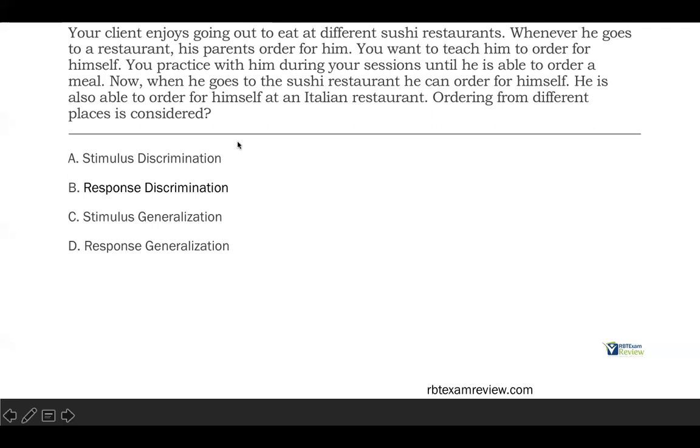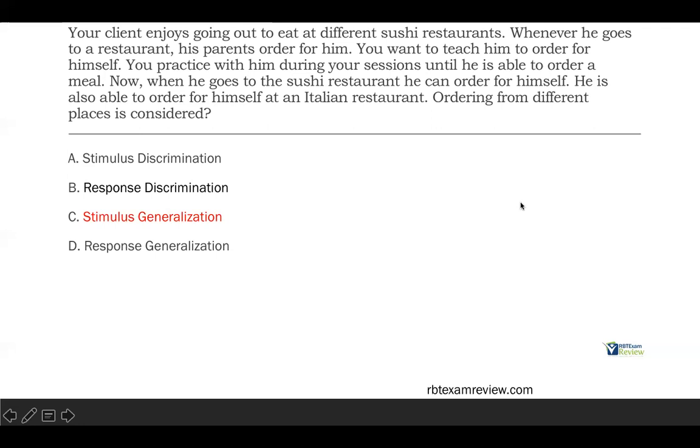So we can automatically eliminate what? Discrimination, okay? There's no discrimination going on. He's not identifying the difference between two things, okay? He is taking a skill you taught him and bringing it to the natural environment. So the question becomes, is it stimulus generalization or response generalization? Well, what is the response here? The response is ordering, okay? He's ordering a meal. So it's the same response occurring across multiple stimuli. What kind of generalization is that? That is stimulus generalization, okay?